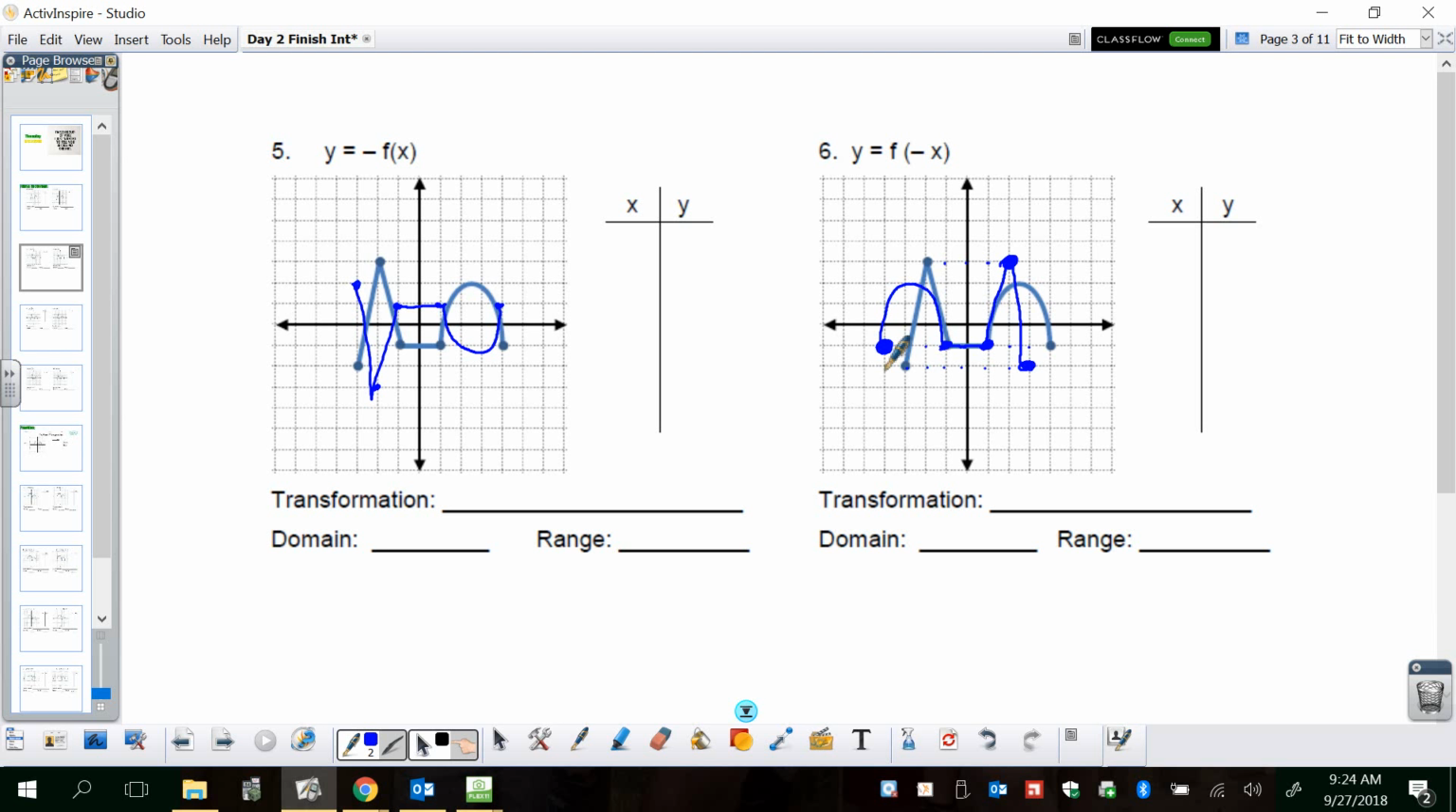Because remember, this is an inside change. So it's IHOD. Therefore, it's a horizontal change. It changed from left to right. So it flipped from left to right. Any questions with that? So let's come up with our points.